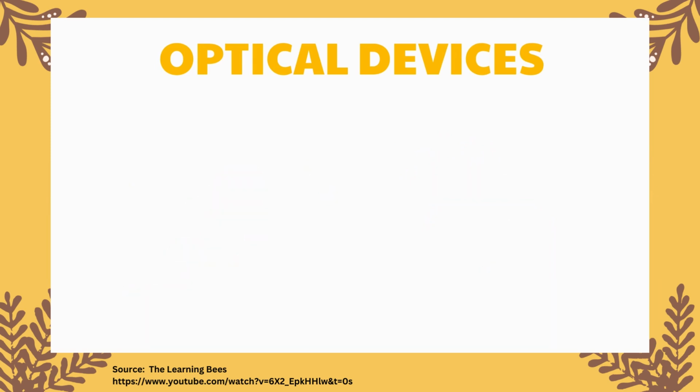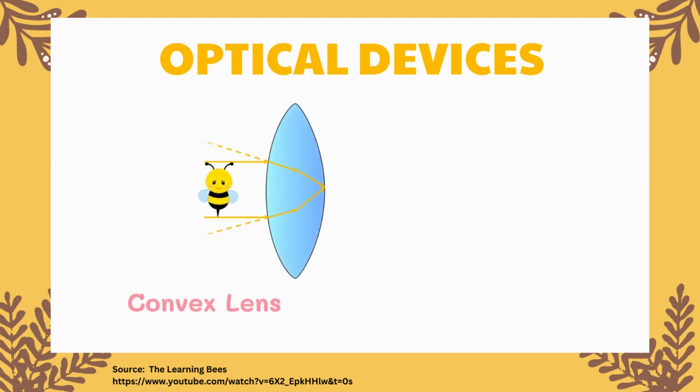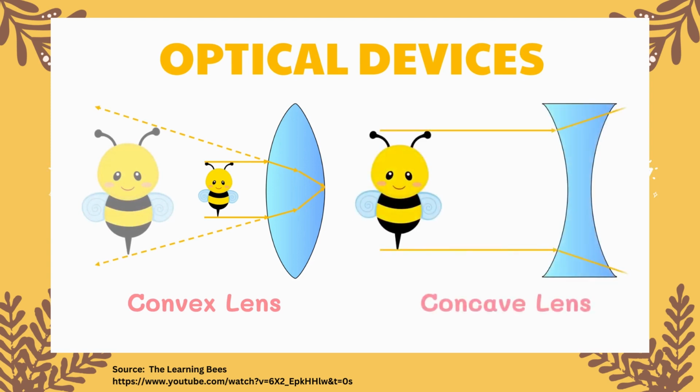Before we continue, keep in mind that convex lenses make objects appear bigger. On the other hand, concave lenses always produce smaller images.